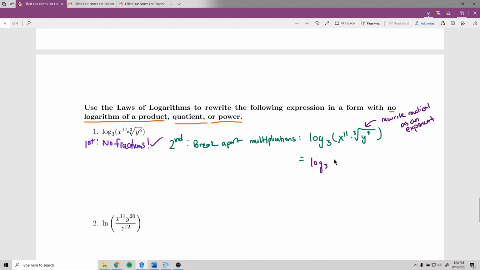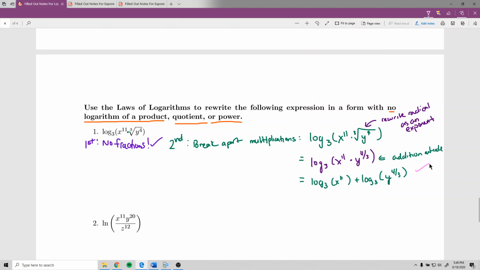And just as a reminder, a radical is a fraction exponent. The numerator is the exponent inside. The denominator is the number on the radical. But now we can break it apart. We could have broken it apart before. I just like to get rid of the radicals. Multiplication inside becomes addition outside. So we get log base 3 of the first thing plus log base 3 of the second thing being multiplied. And now we have no more multiplications.